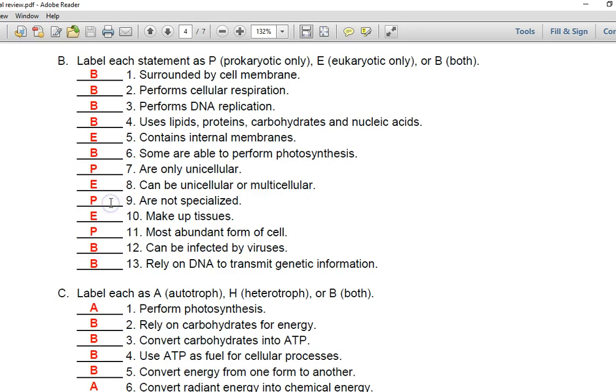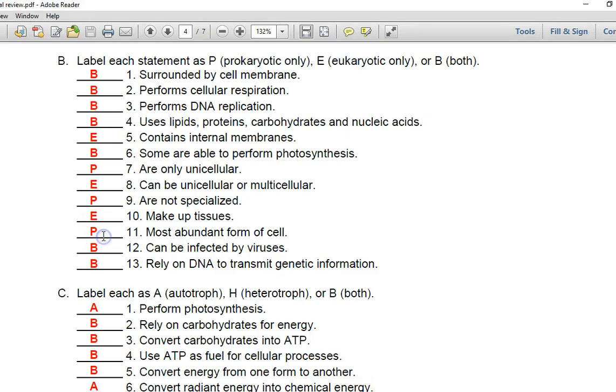Number 9, are not specialized, prokaryotes are not specialized, so P. Number 10, make up tissues, E, eukaryotes. In order to make up tissues, you have to be able to form tissues. Only multicellular organisms have tissues, and only eukaryotic cells can come together to form those tissues.